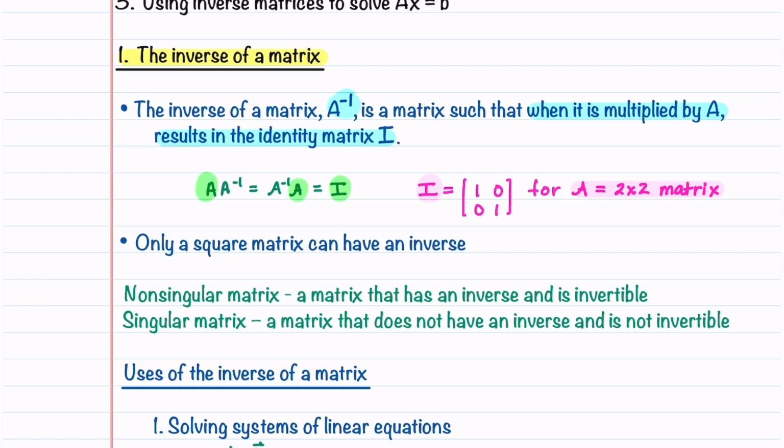Because A inverse needs to be multiplied on the left and on the right by A, only a square matrix can have an inverse because the sizes of A and A inverse need to match up when they're multiplied together. When working with inverses, we classify matrices as either being non-singular or singular. A non-singular matrix is a matrix that has an inverse and is invertible. A singular matrix is a matrix that does not have an inverse and is not invertible.